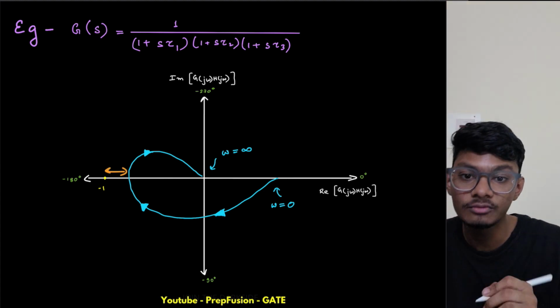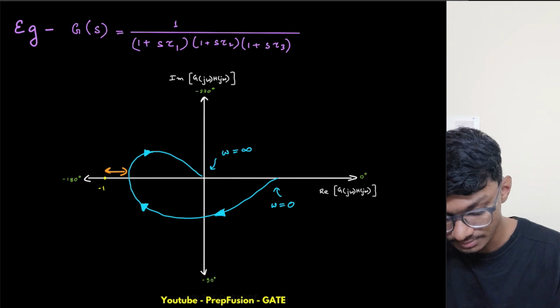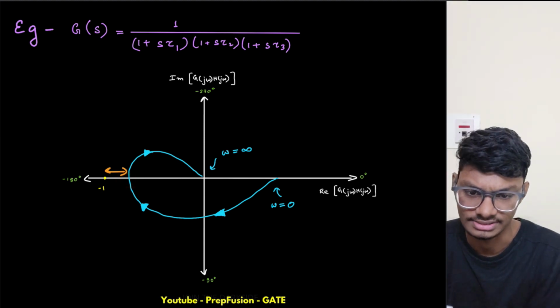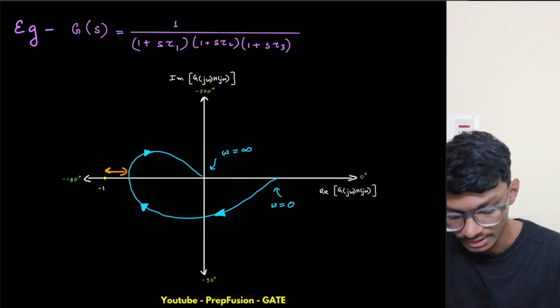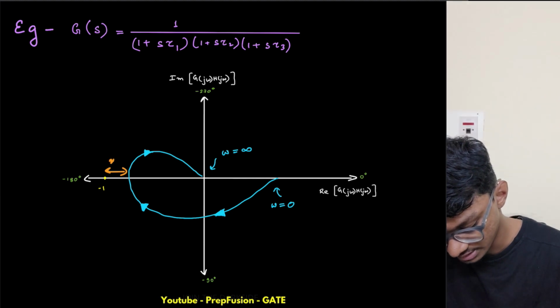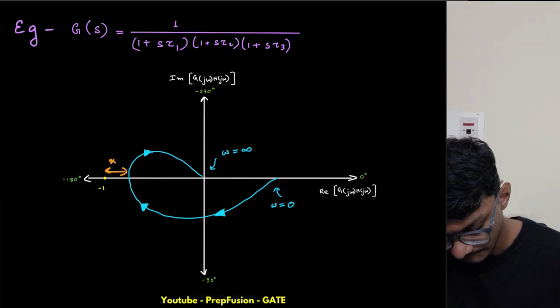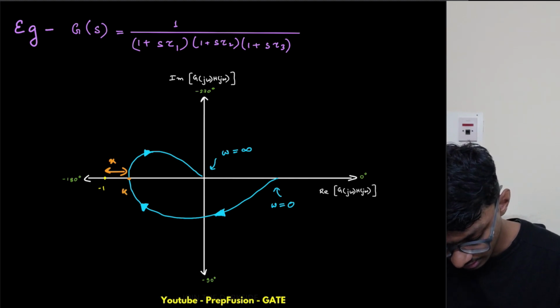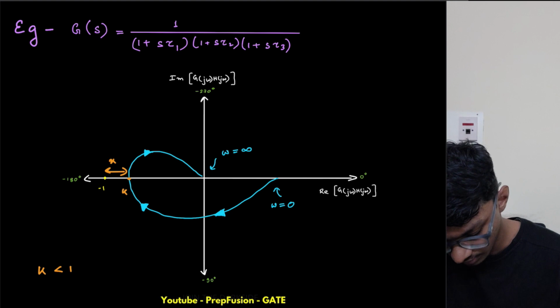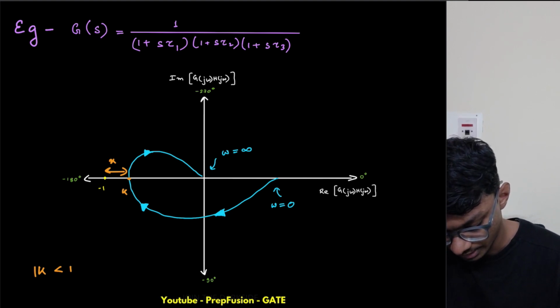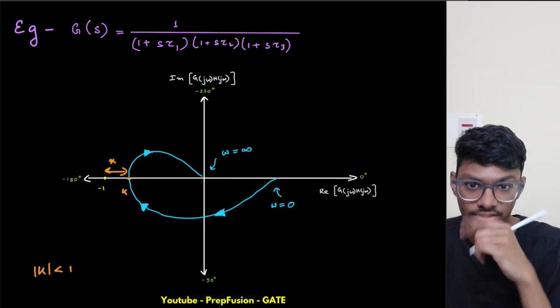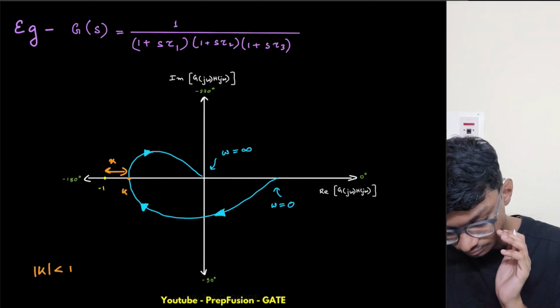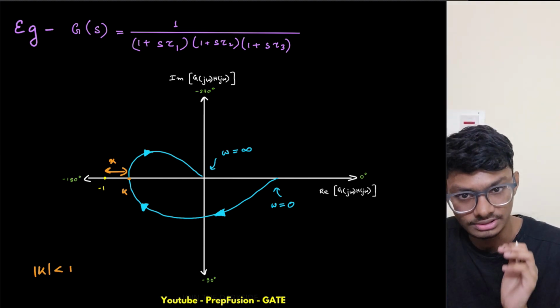Let's say I multiply it with some gain. Currently it has some gain, whatever gain it has, and now I multiply it with some x. Let's say the current gain is k, and I'm assuming that the magnitude of k is less than 1.